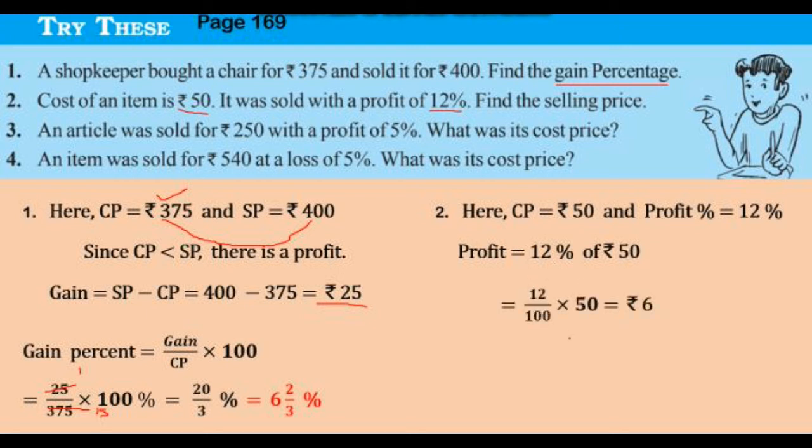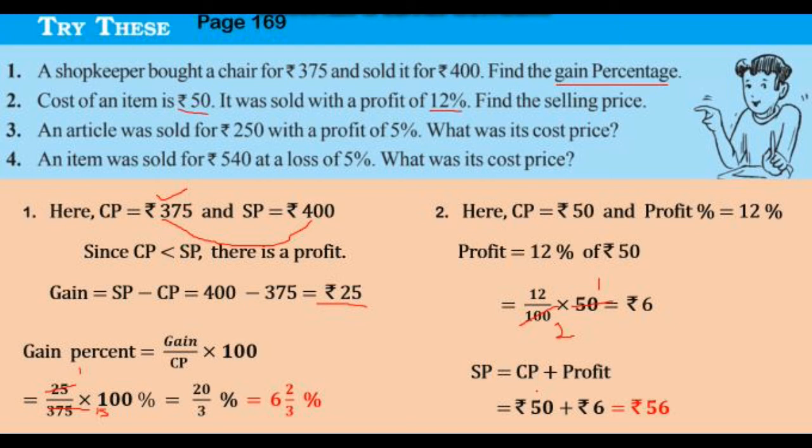If I put the value 12%, that is 12 upon 100, multiply 50. So cut it, 50 ones are, 50 twos are. 12 upon 2 is rupees 6. So profit I know, CP I know. How will I find SP? Just add them and you get the SP. So SP is rupees 56.